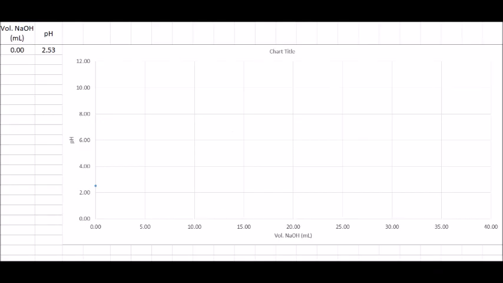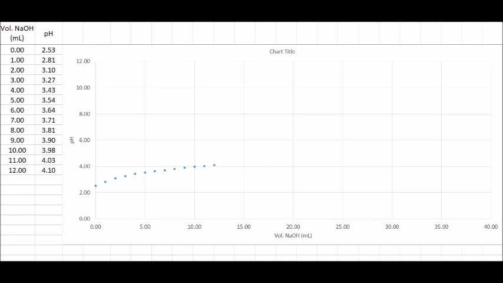Rather than have you watch a video of me perform the titration, which will take approximately 20 to 25 minutes, we will actually form the plot with the data as they're collected. Notice, when we begin with 0 milliliters of sodium hydroxide added, the pH of the solution is 2.53. As we begin to add 1 milliliter aliquots of the sodium hydroxide, the pH begins to increase. After about 10 milliliters, we see that we're entering the buffer region.